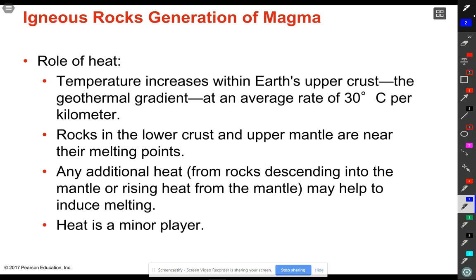The role of heat. Temperature increases as you go down in the crust at an average of 30 degrees Celsius per kilometer. So now, something you may or may not know: if you live somewhere and it's really cold, something you can do to heat your house is to dig down 20, 30 feet, and the temperature is going to be a nice temperature. And so you can use that warm temperature to heat your house. Or if you live somewhere really hot, you can do the same thing. Dig down 20, 30 feet, I think that's all you really need to go. And you will have a nice temperature, and so you can use that to cool your house.